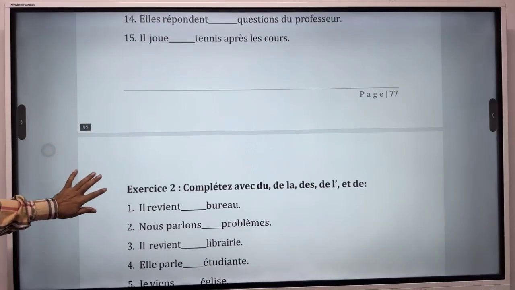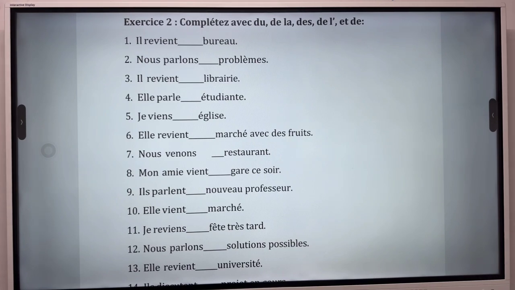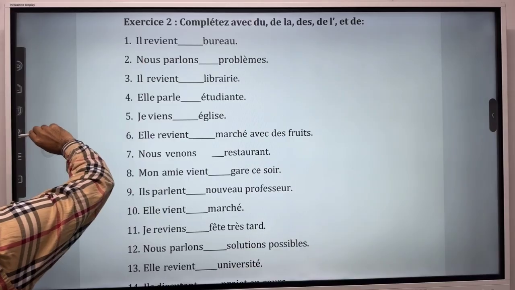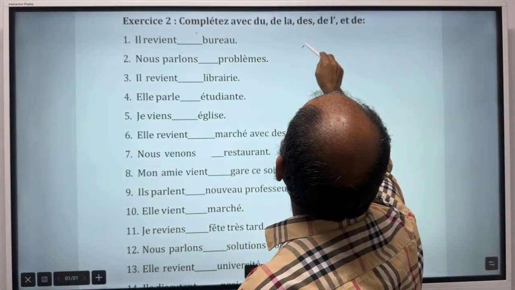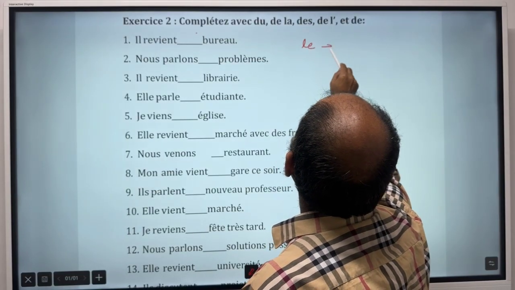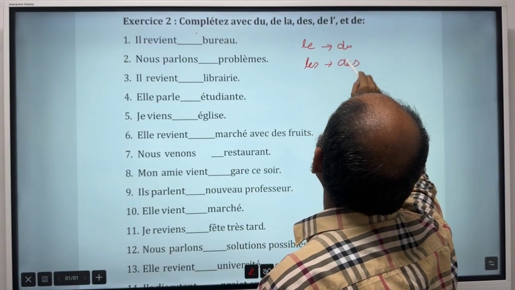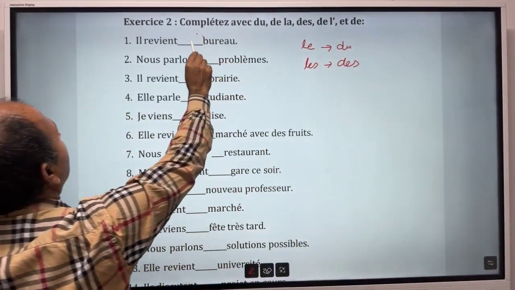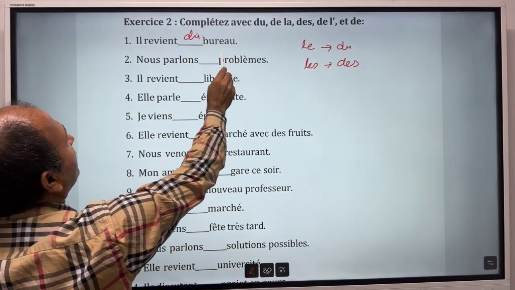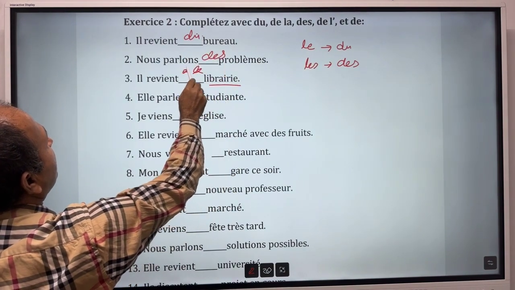Now there is another exercise in which you have to use du, de la, de, de l apostrophe and des. Elle revient du bureau. Here again, same thing, you have to consider what article you are going to use. If you are getting LE, then it will become DU. If you are getting LES, then it will become DES. In other cases, you have to write directly. So here, article is LE. It means it will become DU. Here, article is LES. So it will become DES. Here, article is LA. Then before it, just write de.